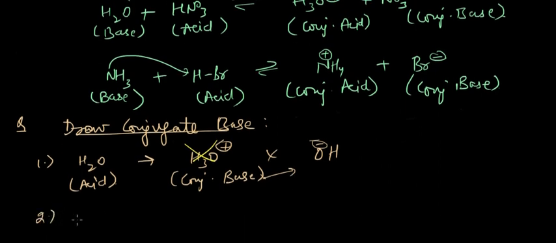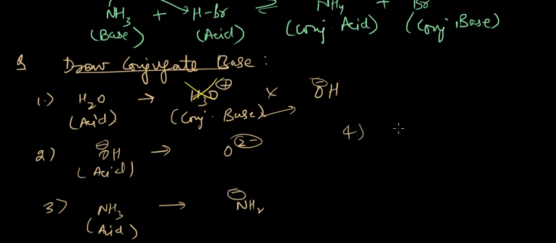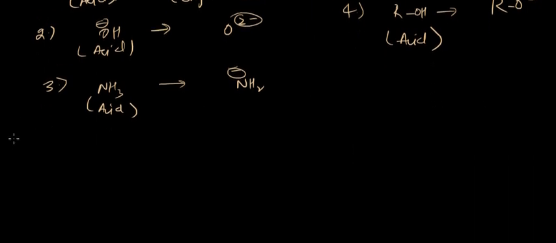In the second example, if we have OH minus, you need to draw conjugate base. This means this has to be acid, so it should donate one more hydrogen atom. In this case, if it has to be conjugate base, this has to be acid. This means it will convert itself into NH2 minus. Similarly, in the fourth example, if we have ROH, it has to be conjugate base, so this has to be acid, so it has to be donating H plus.